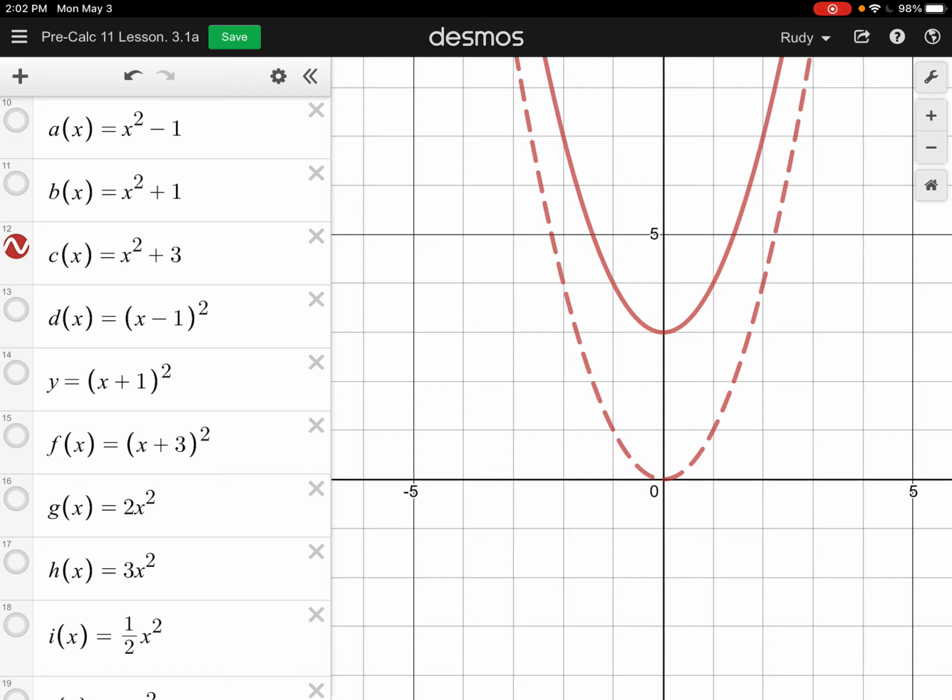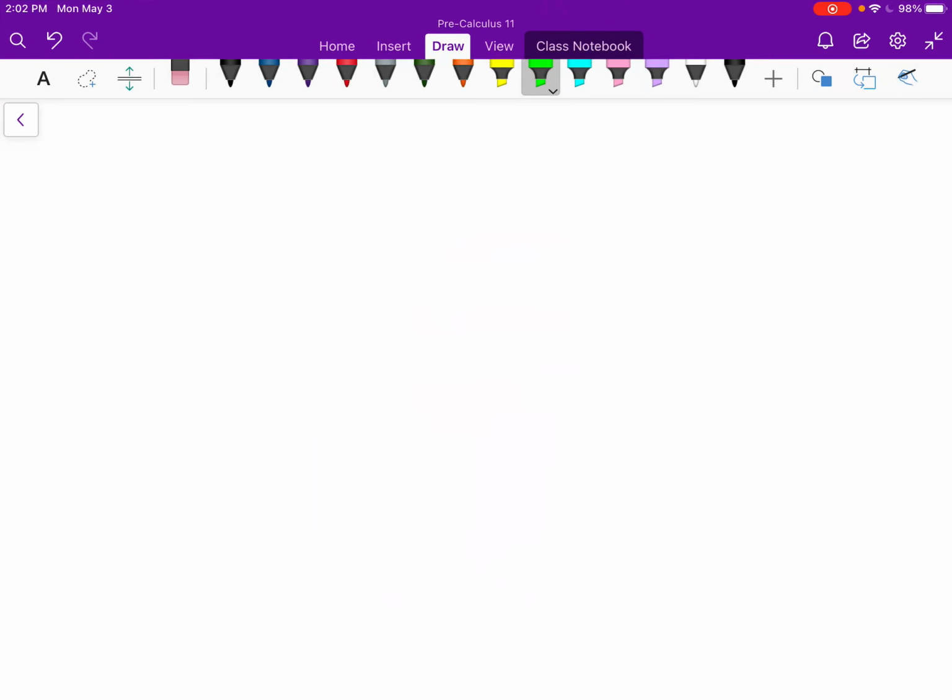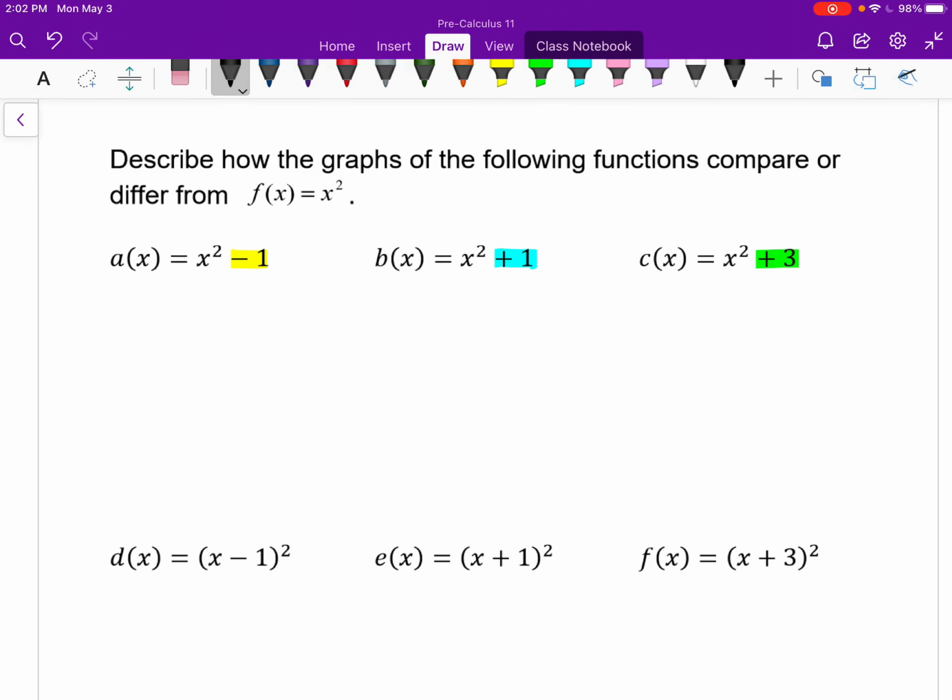And so anytime you have x squared and you just add a number or subtract a number, as we've seen, it's just going to take that exact same graph, but translate it up or down by whatever the number is. So to summarize it right here, for minus 1, we say it's translated. And the word translated just means basically you slide it around.